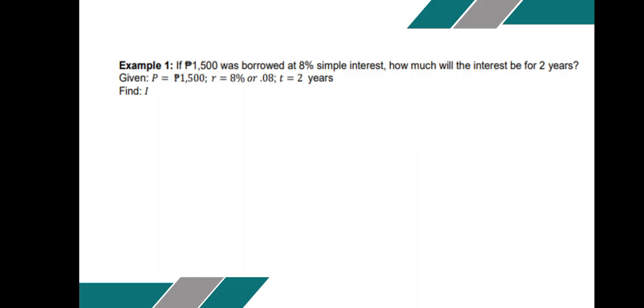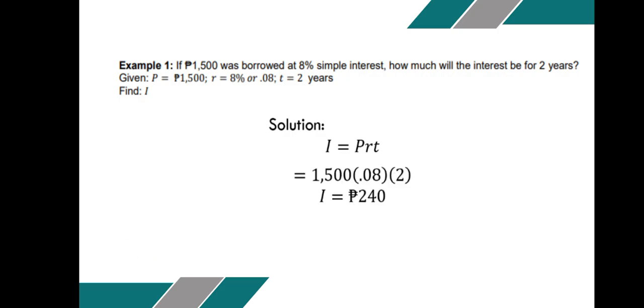Okay, so ano ba yung formula ng simple interest? So, the formula for the simple interest is I is equal to PRT or principal times rate times time. Okay, so since na-identify na natin yung mga given, so let's substitute all this information sa ating formula. So, we have 1,500 times 0.08 times 2 and that is equal to 240 pesos. So, yung interest na makukuha or babayaran para sa problem na ito is 240 pesos. And next, let's have our next problem.